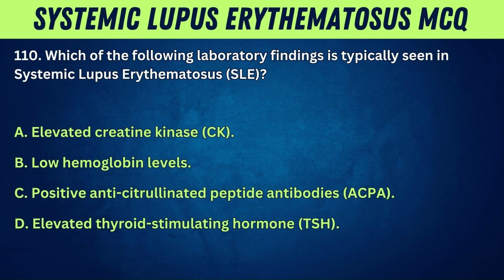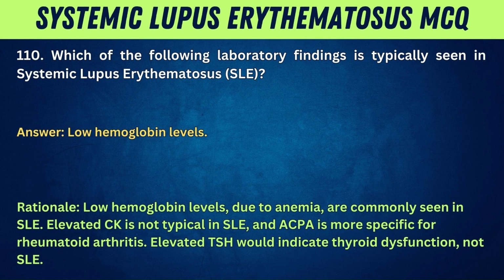110. Which of the following laboratory findings is typically seen in systemic lupus erythematosus, SLE? A. Elevated creatine kinase, CK. B. Low hemoglobin levels. C. Positive anti-citrullinated peptide antibodies, ACPA. D. Elevated thyroid-stimulating hormone, TSH. Answer: low hemoglobin levels. Rationale: low hemoglobin levels, due to anemia, are commonly seen in SLE.